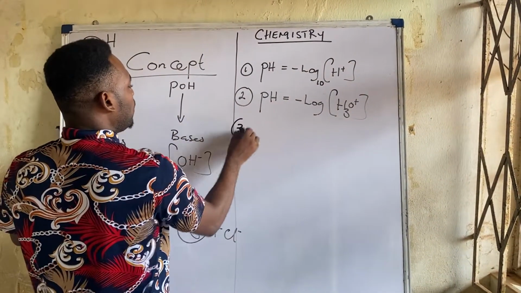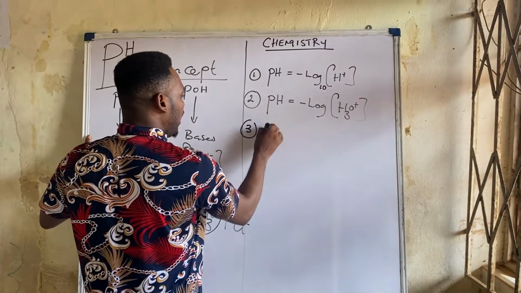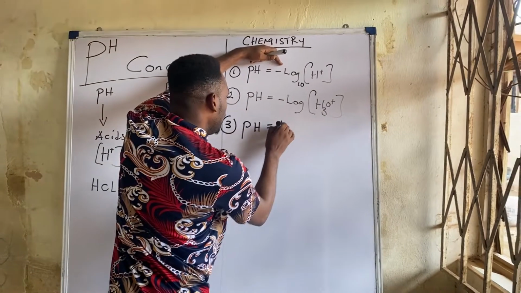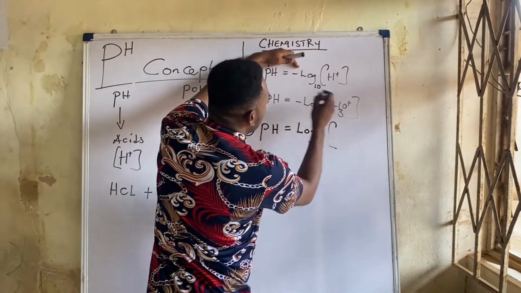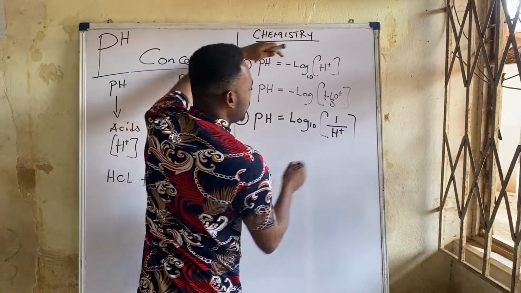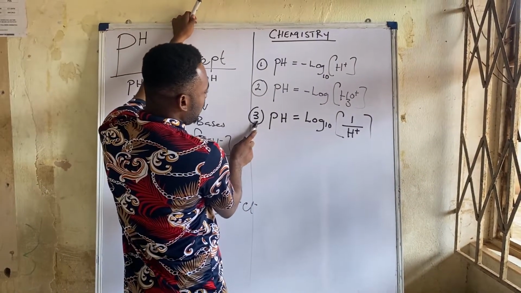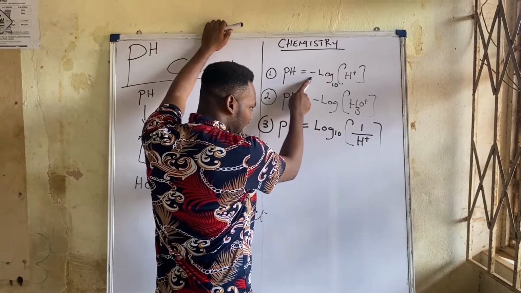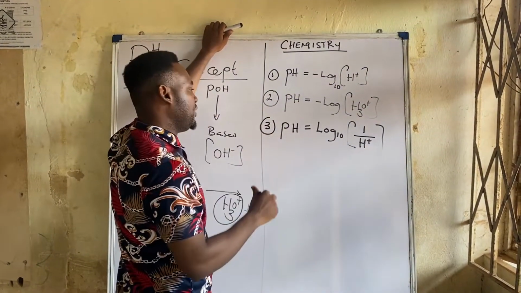Number three, we calculate pH using this formula. Look at this formula now. I will change it to log in base 10 of 1 over H plus concentration. If you look at formula 3 and formula 1, you discover that I have removed the minus at the back of the log and that has changed to 1 over the concentration, in indices.